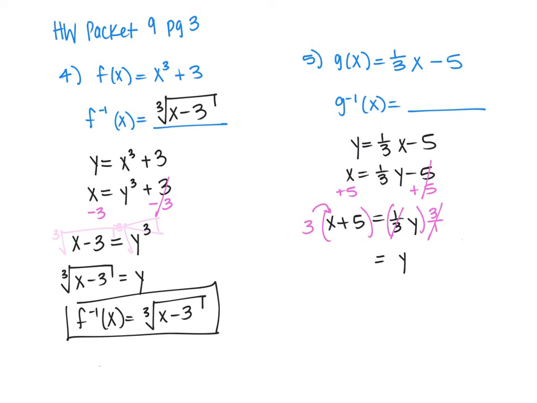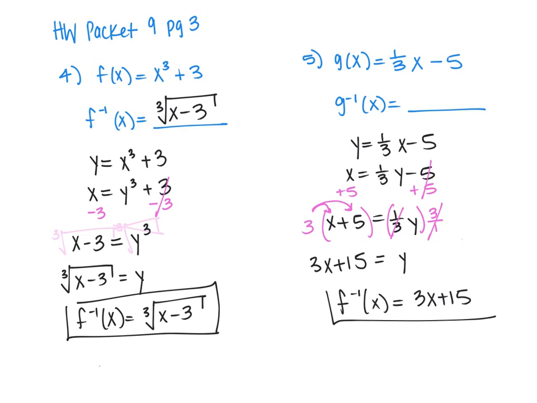And so when I multiply by 3, I need to multiply every single term. So this is 3x plus 15, if I multiply this in. And then from there, I got y by itself, so I just need to replace this with the inverse notation. So this is f negative 1 of x equals 3x plus 15 as my final answer. And I'll just write my answer in this blank space as well.